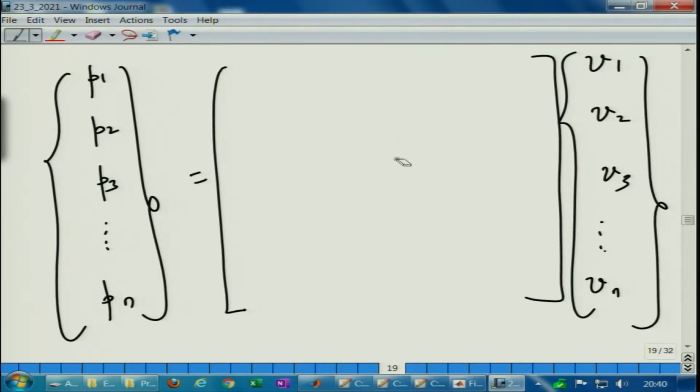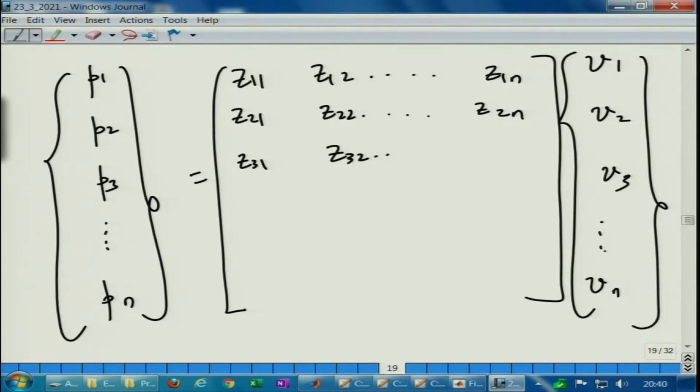So, how do you write this? It is basically Z11, Z12, Z1n, Z21, Z22, Z2n, Z31, Z32, like this, Zn1, Z3n and Znn. So, this is the n cross n system. So, how do you get the different parameters for that?